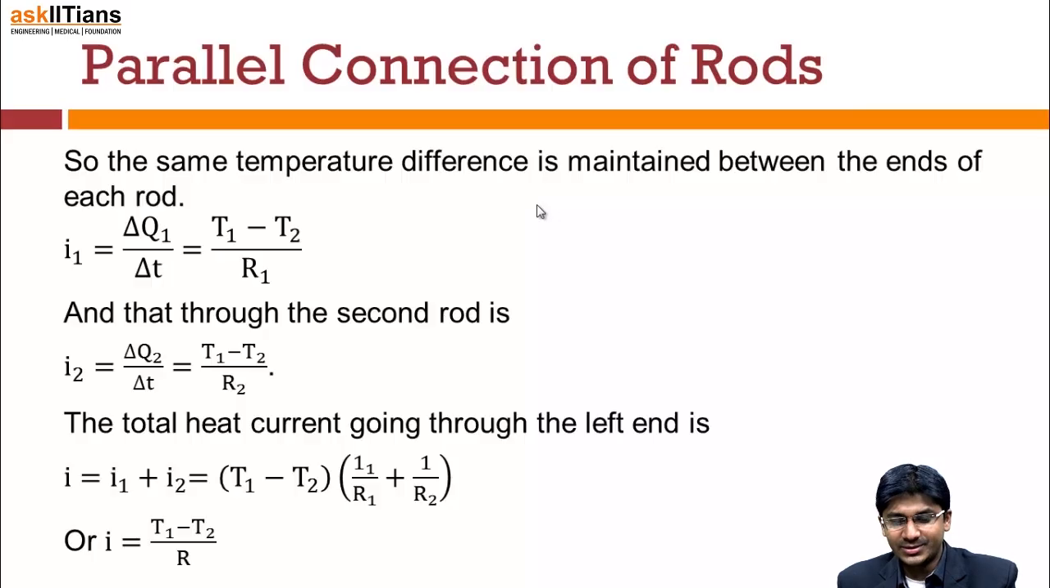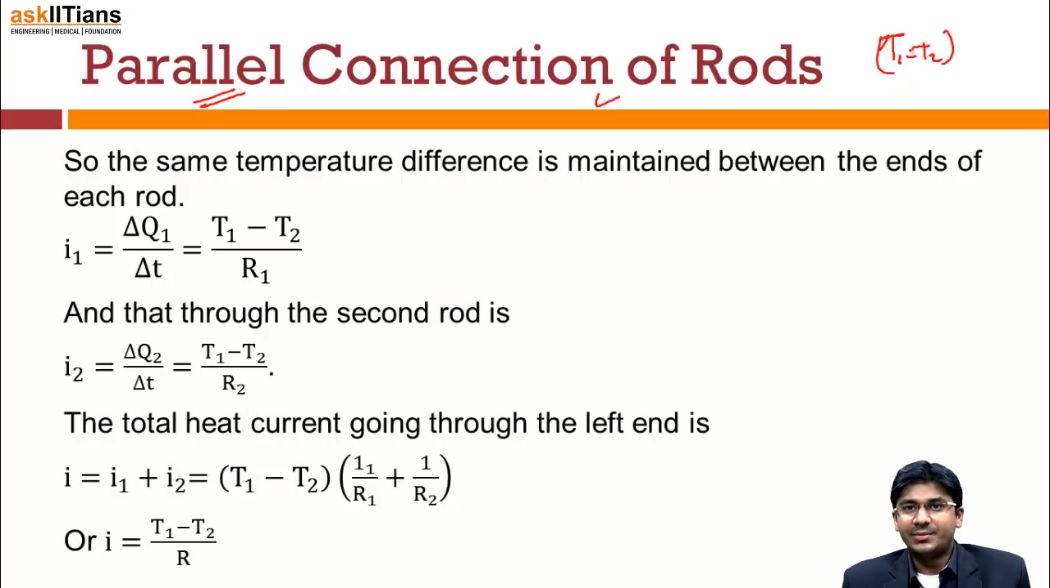Now let us see what happens when you have a parallel connection of rods. What will happen in a parallel connection of rods? It's very similar to again what we did in current. Here what will be constant is the temperature difference. There we had constant the potential difference. In this situation what is constant is the temperature difference, such that the temperature difference is the same.